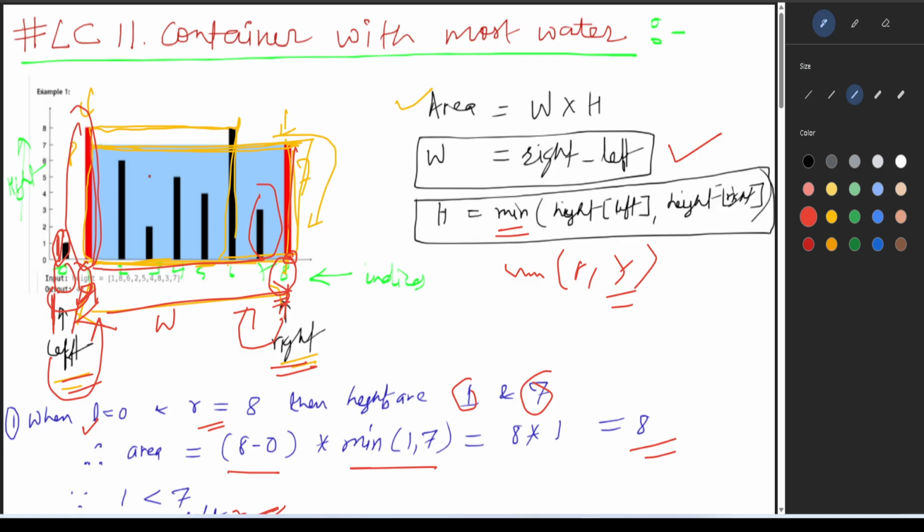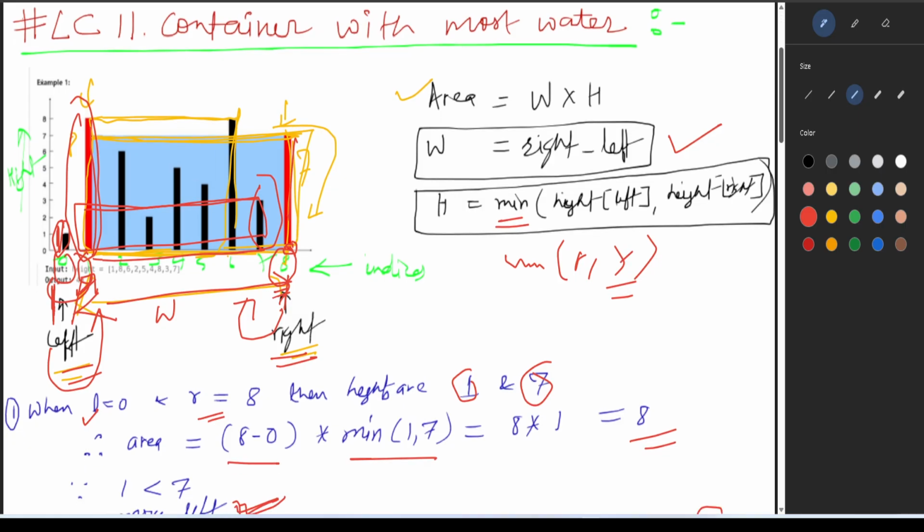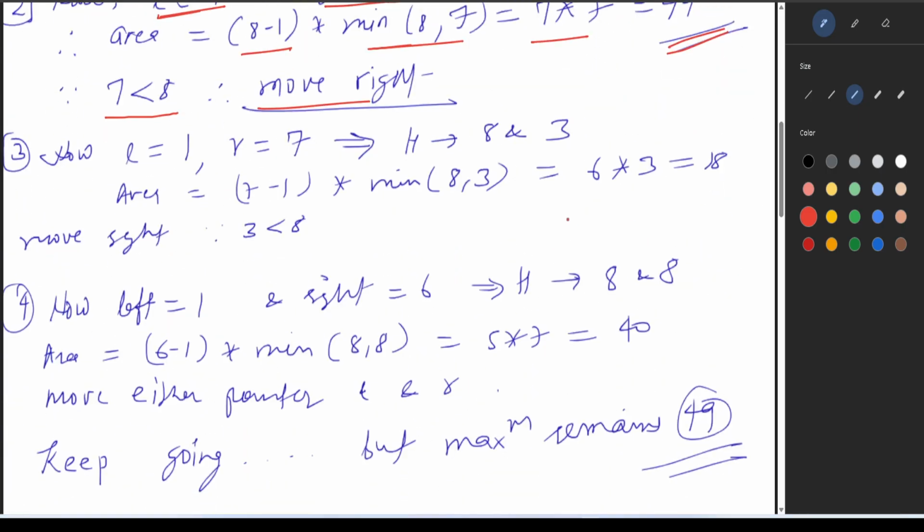So if you multiply, right, so similarly we'll get the minimum water here, right, because this is the min height, and so the width will be less, sorry, the area will be less. So if you calculate that, we'll get 18. Similarly, we will move to the right side because 3 is less than 8, and when left is at 1 and right is at 6, you will calculate again, you will get 40.